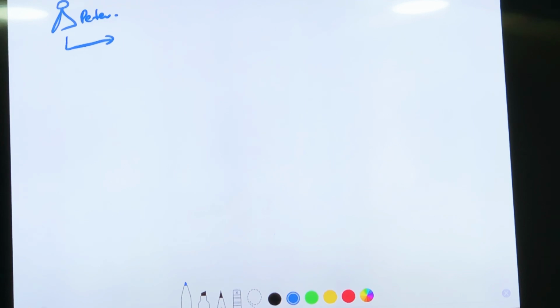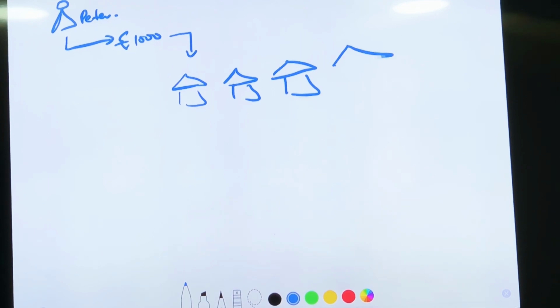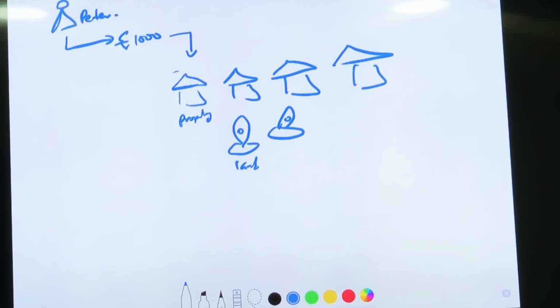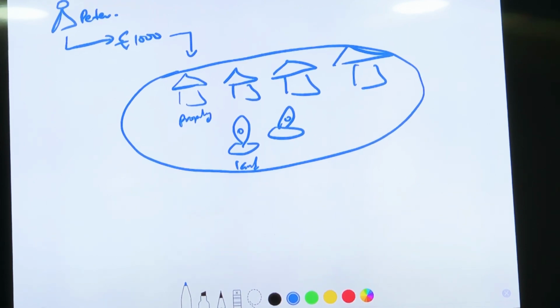And Peter invested £1,000, for example, in the digital landlord project. So the digital landlord project is a portfolio of real estate and also land in prime location. Right, so this is land, this is property. So let's look at that as the portfolio.